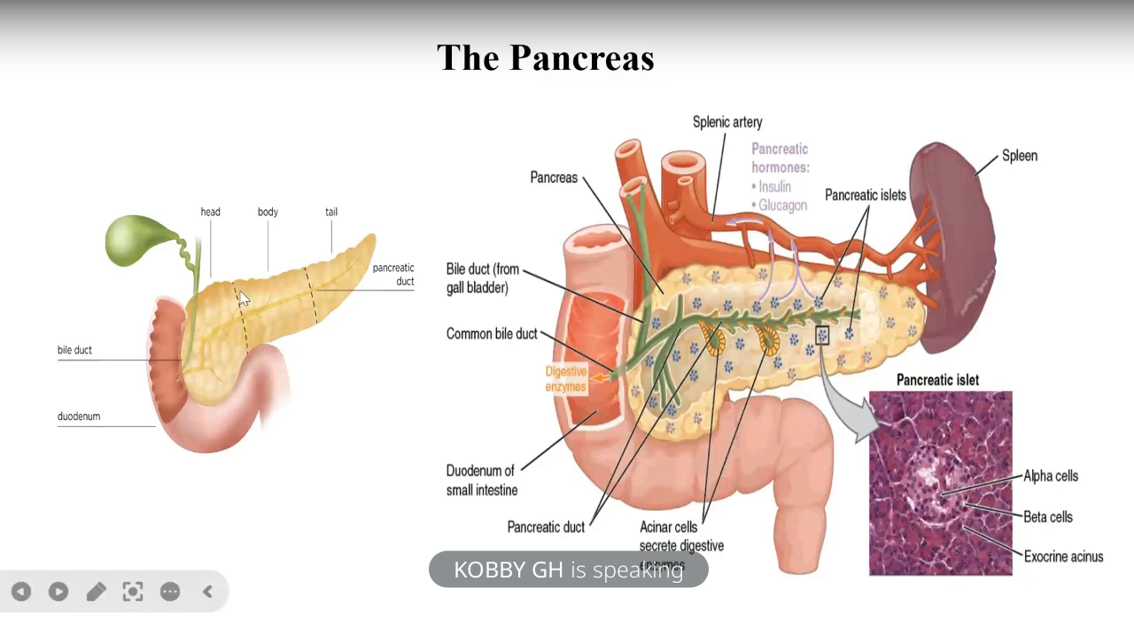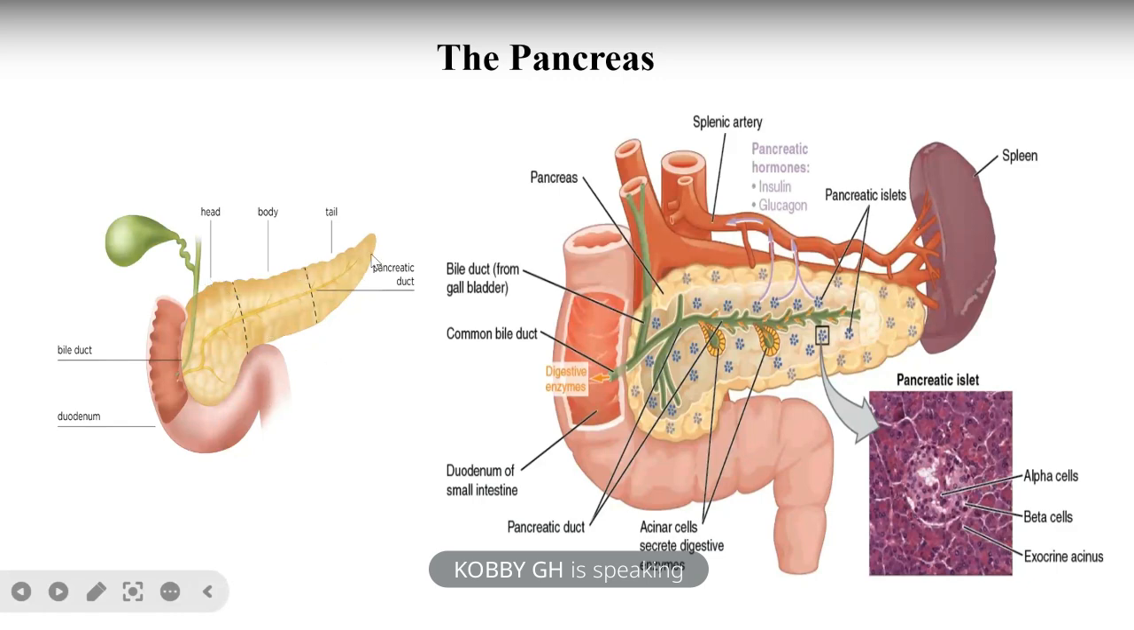The region that is separating the head from the body, we call it the neck. Look at the region, look at where the cursor is here. We call it the neck of the pancreas. The region between the head and the body, we call it the neck of the pancreas.